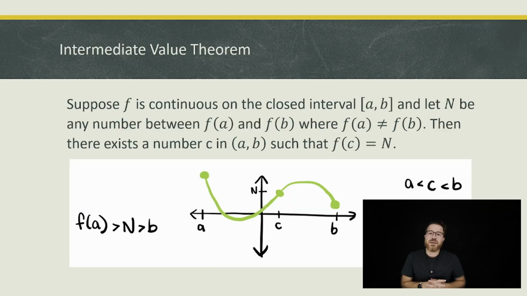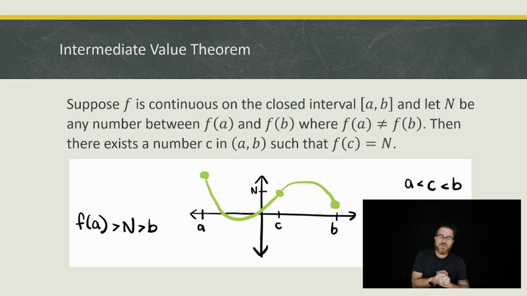So we're going to end off this lesson by looking at the intermediate value theorem. So suppose you have some function f that is continuous on a closed interval a to b. Let n be any number between f of a and f of b, right? So we have our boundary conditions a and b, and we have n is some number between the function at a and the function at b, where f of a is not equal to f of b. Then that means that there exists some number c in our interval a to b such that the function at c will be equal to that n.